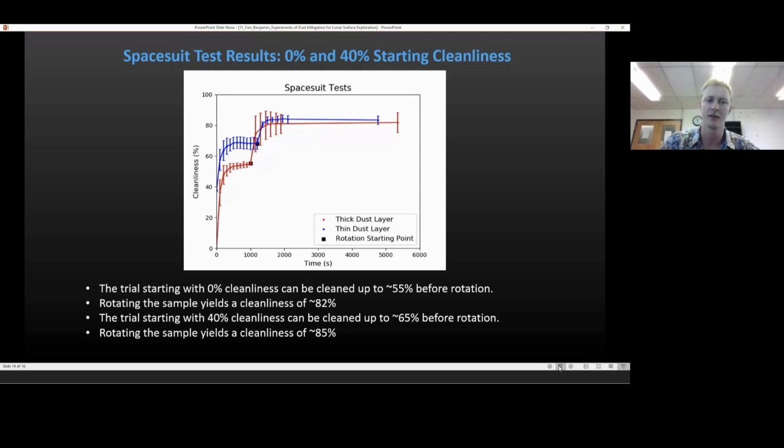Oh, just to clarify, the electron beam is turned on during the rotation. So on all these slides, the electron beam is turned on throughout the duration of the test.